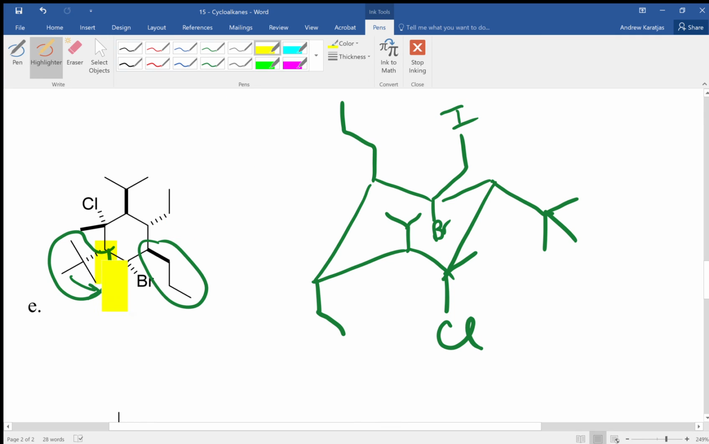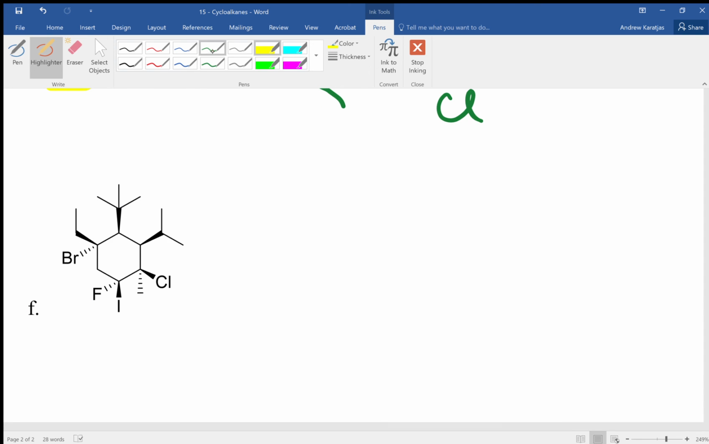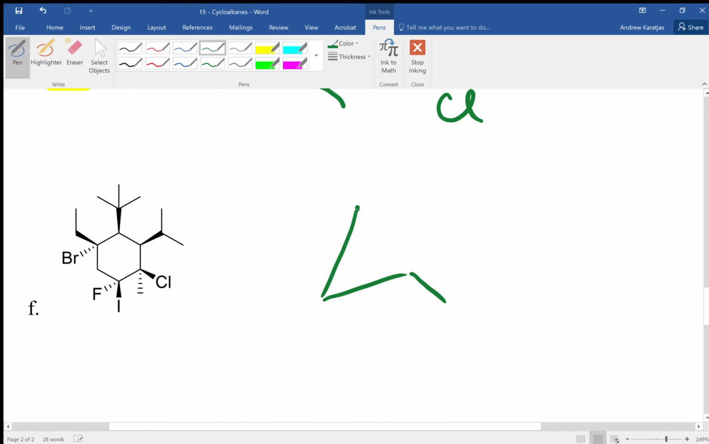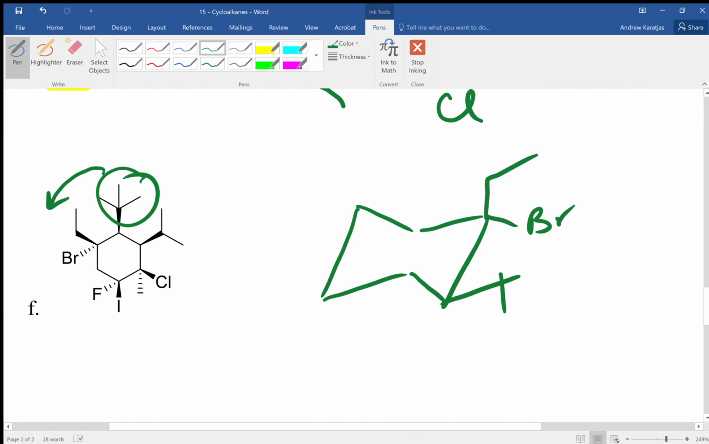Again, when we have a group as large as this tert-butyl group, in many ways that can make these problems easier because we set that group equatorial and everything else just kind of falls into position. Same thing in part F. Tert-butyl group up, ethyl up, bromine down. Now I'm going this way. Next carbon just hydrogens, then fluorine down, iodine up, chlorine up, methyl down, and isopropyl up.